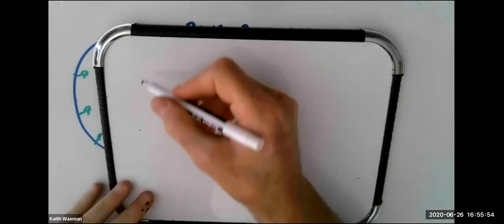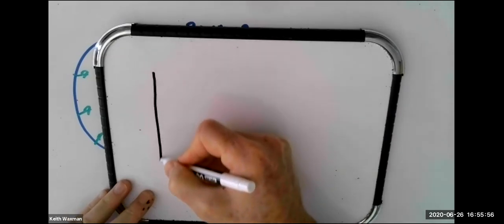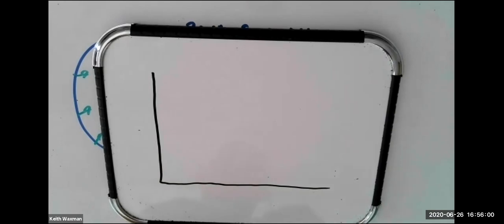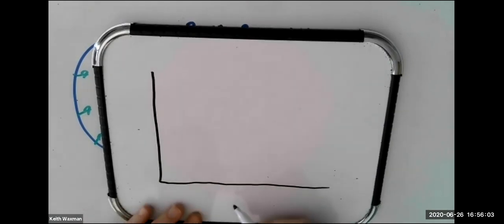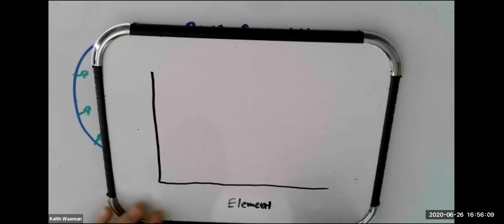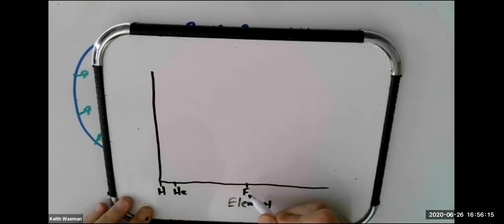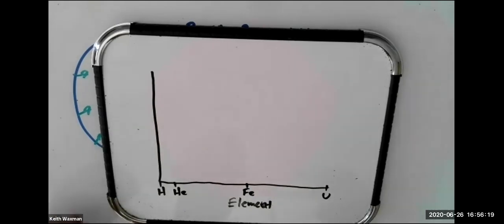Now, you don't have to draw this. It's going to look like an HR diagram. I know you guys have probably been trained by now. It's not an HR diagram. This is a graph of, I'm going to say down here, element. Let's say hydrogen is here, here's helium, here is iron, here is uranium. And again, if you don't want to write this, you don't have to.